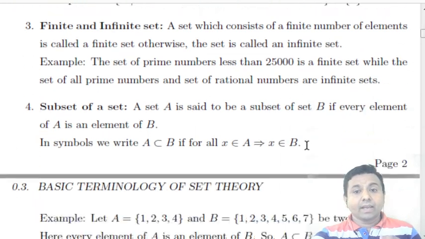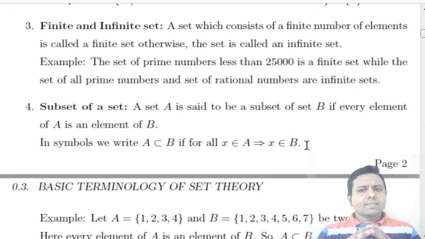Now, finite set and infinite set. A set which consists of a finite number of elements is called a finite set. Otherwise, the set is called an infinite set. For example, the set of all prime numbers less than 25,000 is a finite set, while the set of all prime numbers and the set of rational numbers are infinite sets. We can also say that the number of stars in the sky is an infinite set.